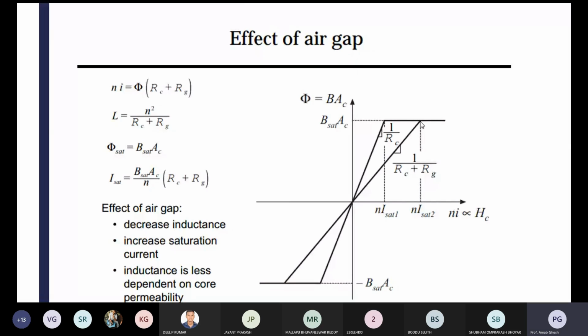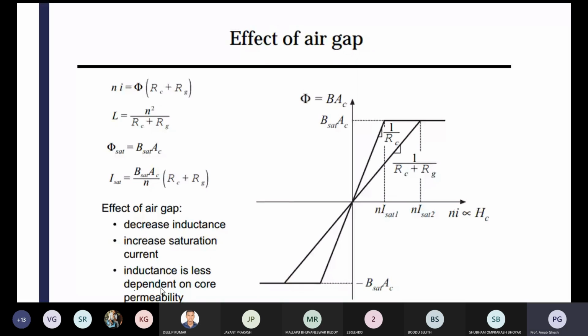So the total expressions are as previously discussed: N i equals phi times (Rc plus Rg). That is the inductor expression. The saturation flux has to be set times Ac, so you can also calculate the saturation current. The effect of the air gap is a decrease of inductance. It increases the saturation current, and the inductance has less dependency on the core current. So those are the effects of the air gap.